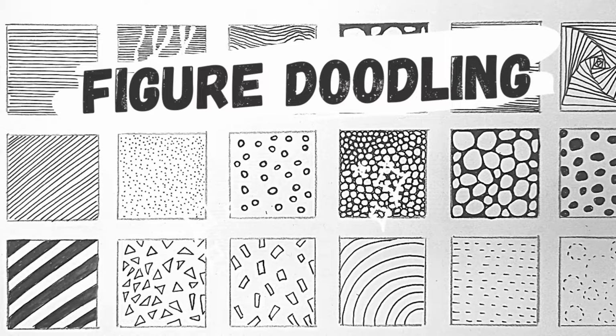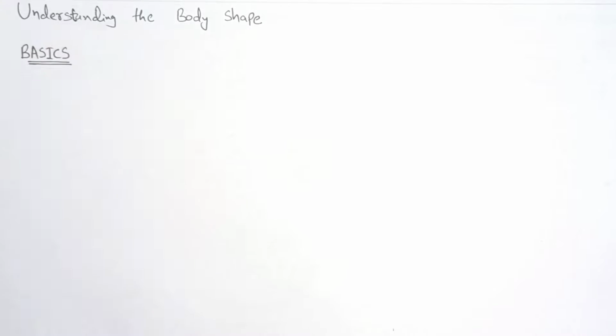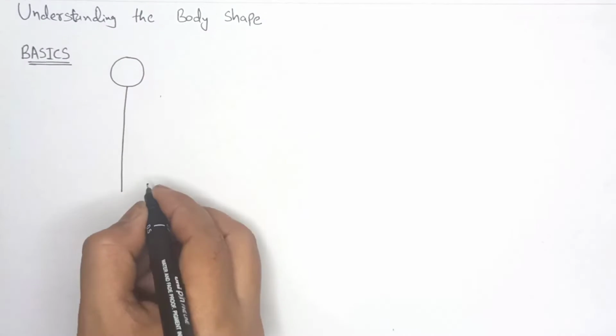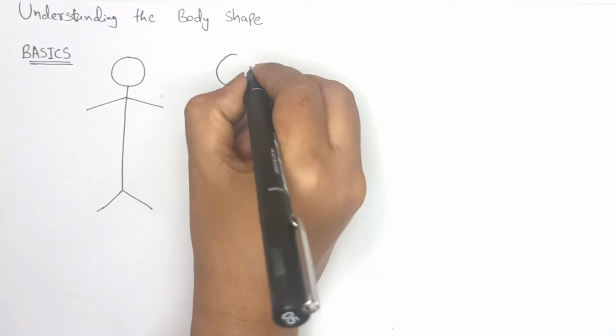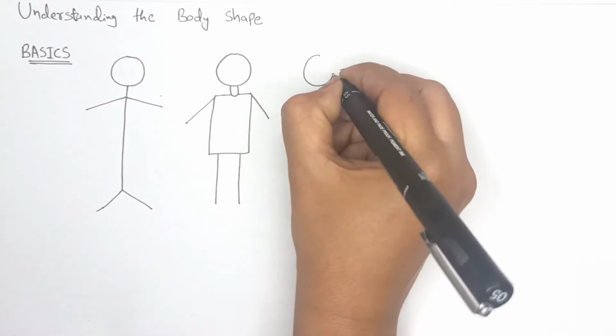Today we are learning figure drawing. So firstly, we are starting with understanding body shape. If we simplify body shape in stick figure as simple circle for head, adding line for body and then adding stick for hand and leg portion.